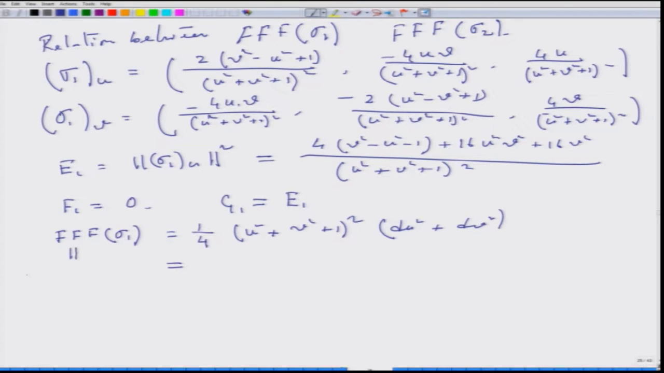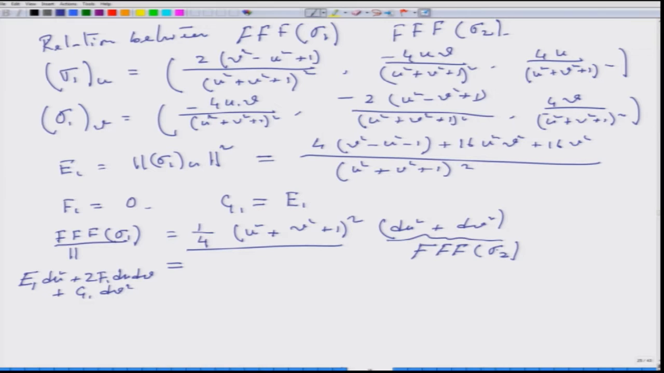Recall this is E1 du squared plus 2 F1 du dv plus G1 dv squared, and this other factor is precisely the first fundamental form of the plane. So what you get is that the first fundamental form of sigma 1 is some multiple of the first fundamental form of sigma 2, and that multiple is not 1. So they are not equal.